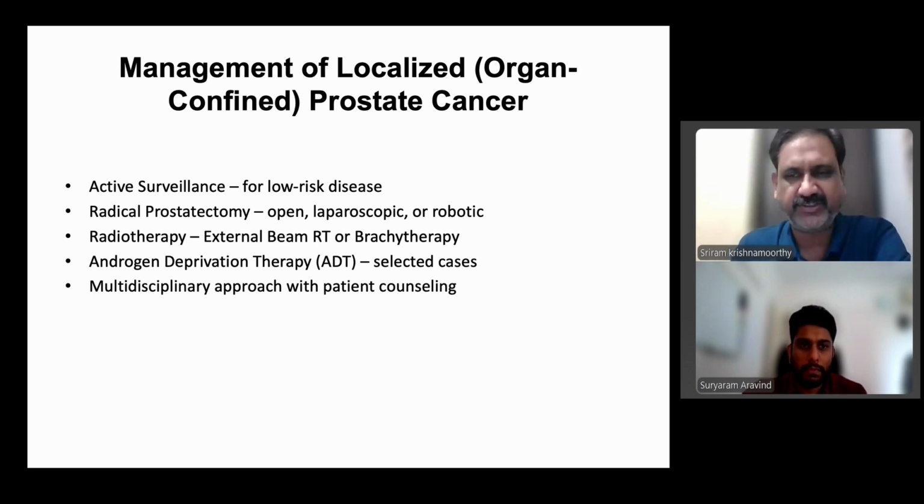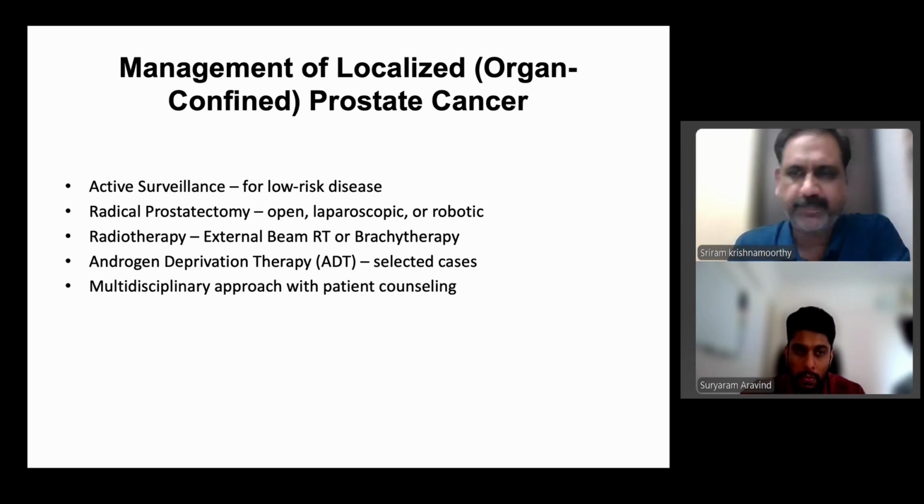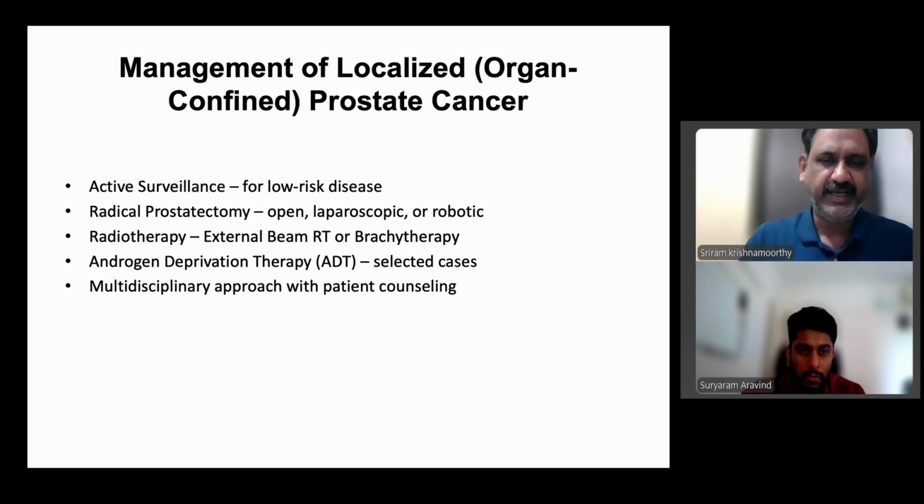Otherwise, radical prostatectomy is the treatment of choice. Either radical prostatectomy or IMRT, radiotherapy in the form of intensity modulated radiotherapy. Don't say brachytherapy, don't say external beam radiotherapy. It is IMRT. IMRT targets only the prostatic tissue. You identify the areas which need more attention and you hit those areas with more radiation. That is called intensity modulated radiotherapy.